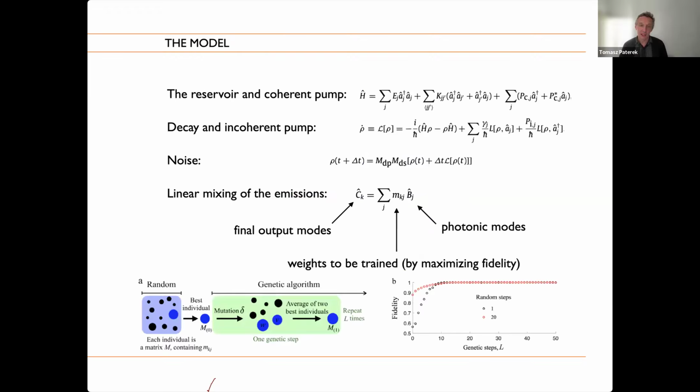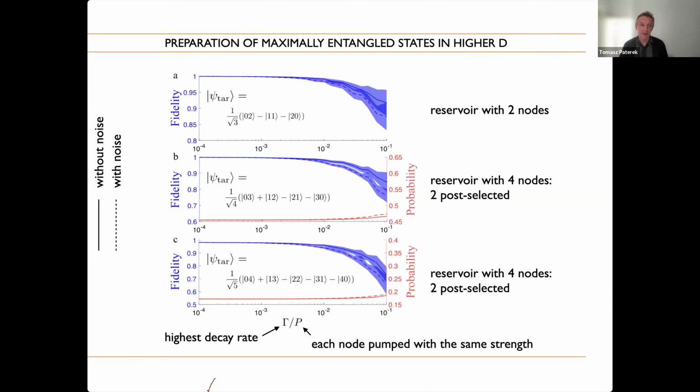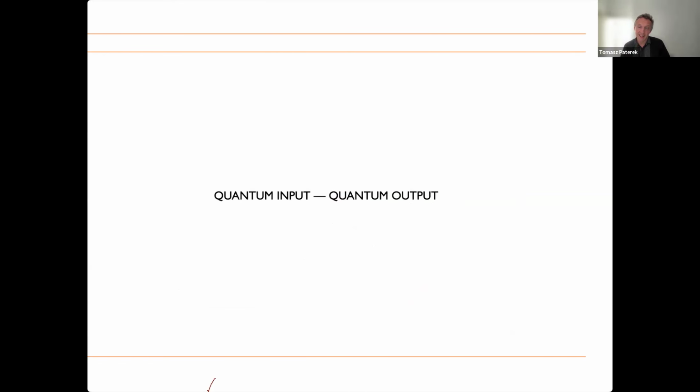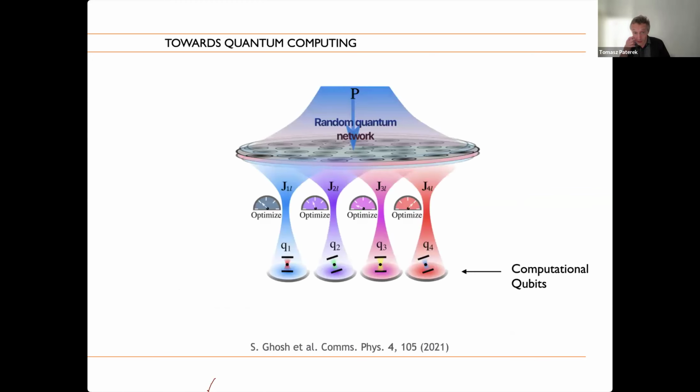You can get, I guess I'll skip this, so-called NOON states. They are good for metrology. You can get interesting multipartite states. You can get states that are good for quantum computing, or single photon states that are relevant for quantum technologies. And finally, one could think about fully blown quantum computation, where you have some quantum input and quantum output.